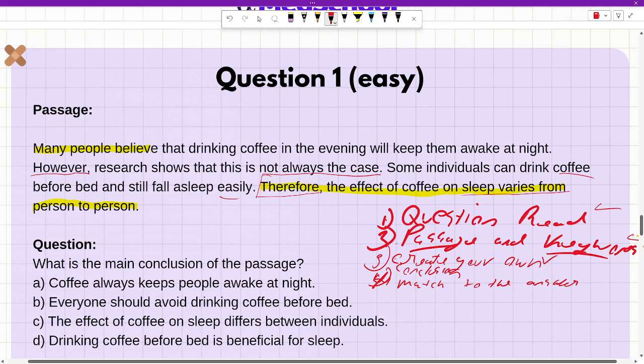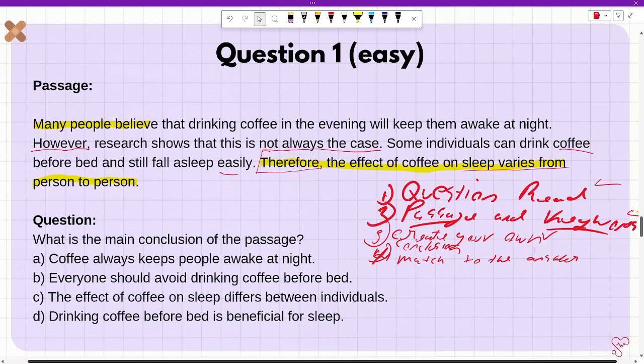Now let's match to the answer. Let's see what we got, right? So coffee always keeps people awake at night. This is not what we're trying to say. In fact, we're trying to dispute this. Okay? Everyone should avoid drinking coffee before bed. That is not what we're trying to say. The effect of the coffee on sleep differs between individuals. This can be one, this can be potentially, but I'm not gonna circle it yet because I want to read the next one. So drinking coffee before bed is beneficial for sleep. This is not it, obviously.